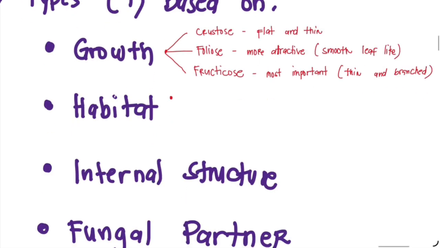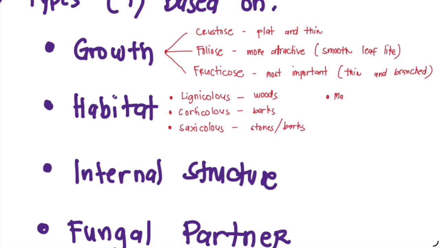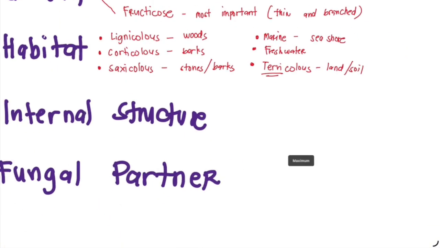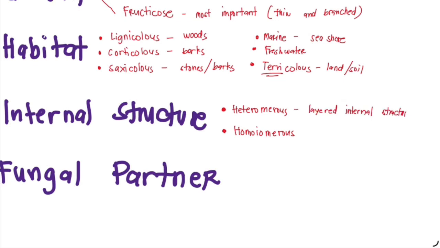Now for the habitat, we have 6 examples. No, meron tayong ligniculus sa woods, corticulus sa barks, saxiculus ay sa stones lang. Stones wala, hindi kasama yung bark. Marine, then we also have freshwater, then we also have terriculus, no, for land or soil na habitat. For the internal structure, we have 2, heteromerous and homoiomerous. No? Ang difference lang nila is yung isa layered, yung homoiomerous naman ay uniform ang internal structure.